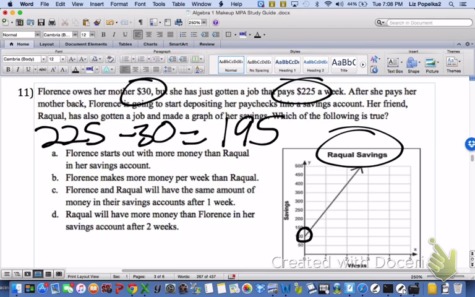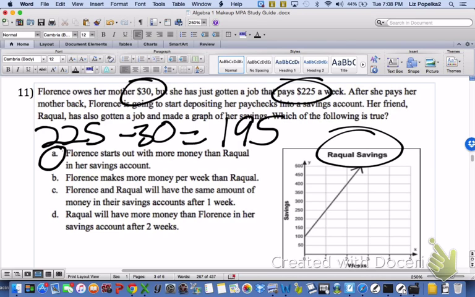Raquel, according to the graph, at 0 weeks starts off with $100 in her savings account. So actually, A could be correct based on the way that you interpret that. Florence starts out with more money than Raquel in her savings account. But also, there's another one that is true because Florence makes more money per week than Raquel.